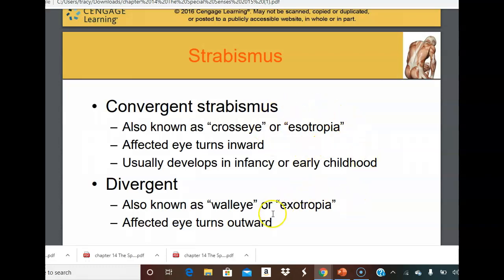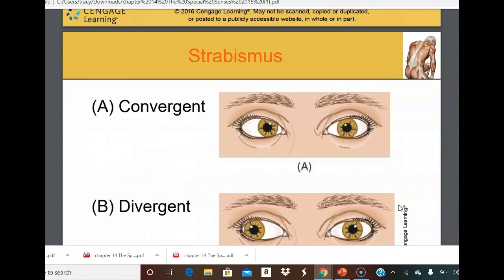So don't get these two terms mixed up with entropion and ectropion. This is esotropia. Okay, so eso means in, exo means out. So do not get these two mixed up with the other two that we talked about earlier. Okay, so esotropia is cross-eyed or convergent. Exotropia is wall-eyed or outward or divergent.